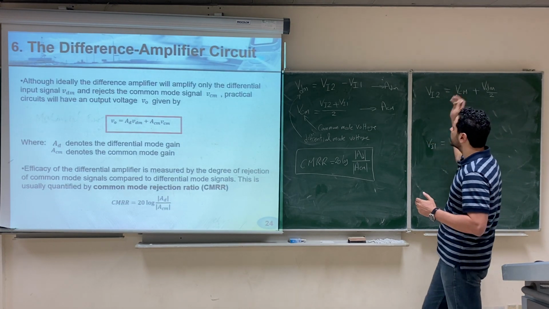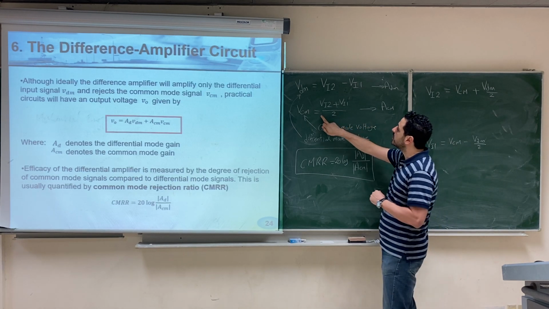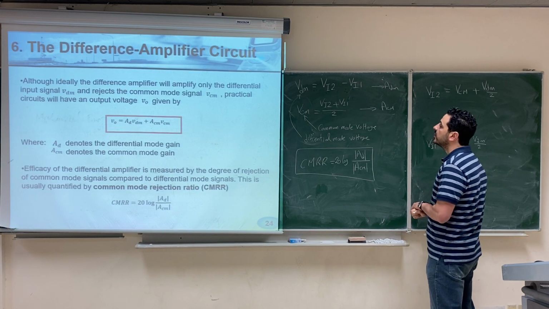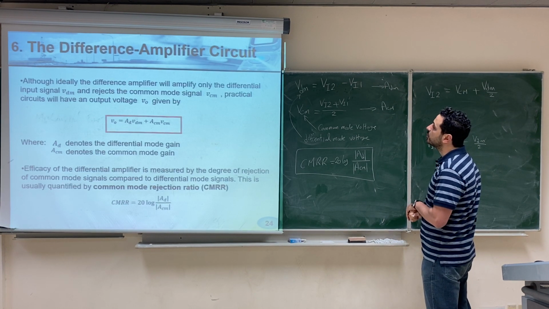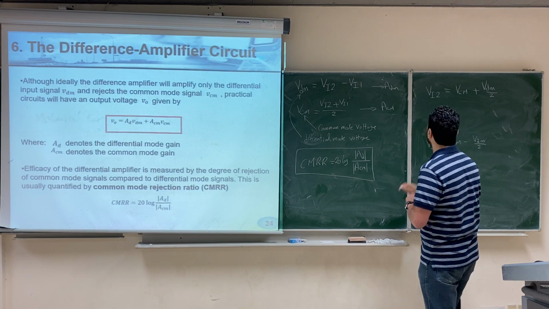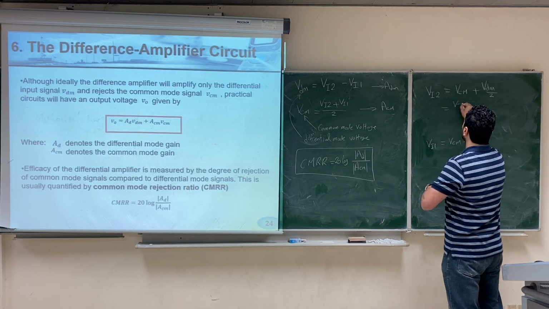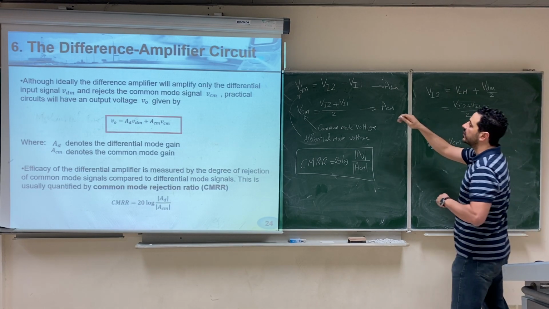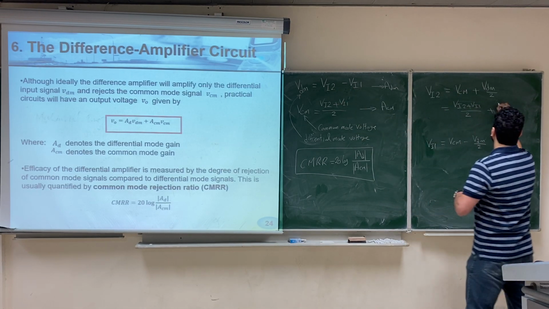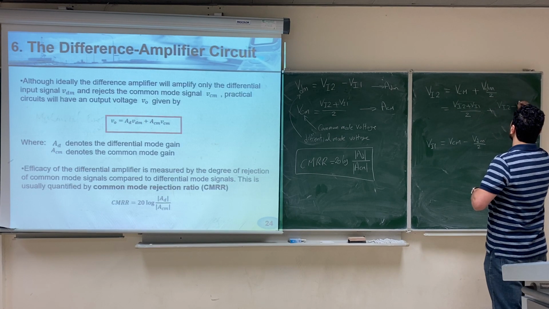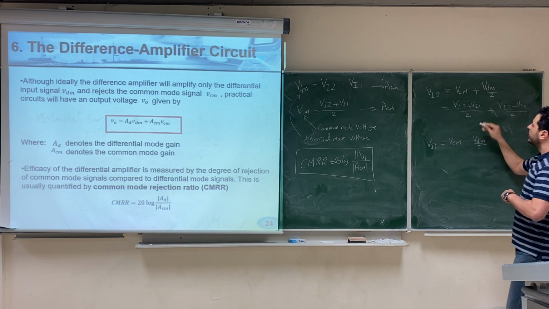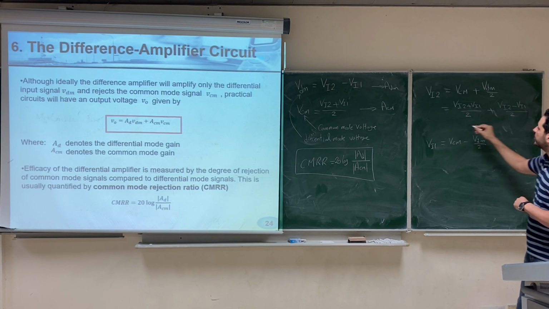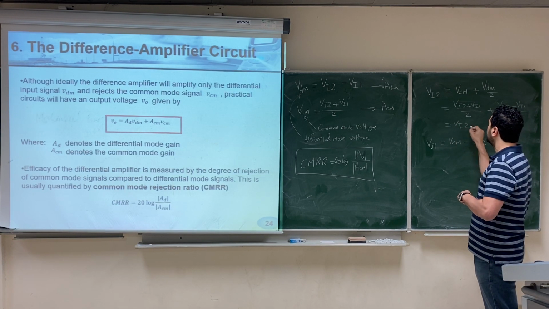Let's make sure that this is correct. If we take V common mode and we add it to V differential mode over 2, what we will get? V common mode is V input 2 plus V input 1 over 2, plus V differential mode over 2, which is V input 2 minus V input 1 divided by 2. Of course, we'll see that V input 1 over 2 will cancel with minus V input 1 over 2, and this will give you V input 2.